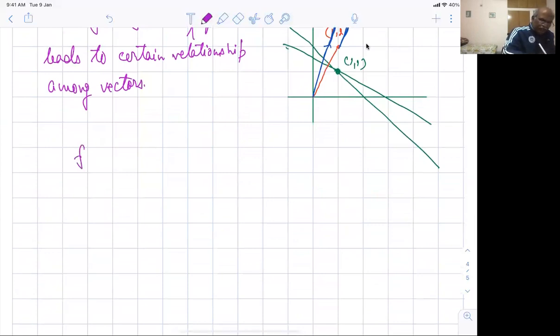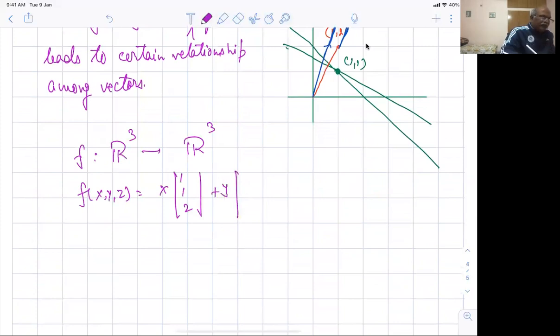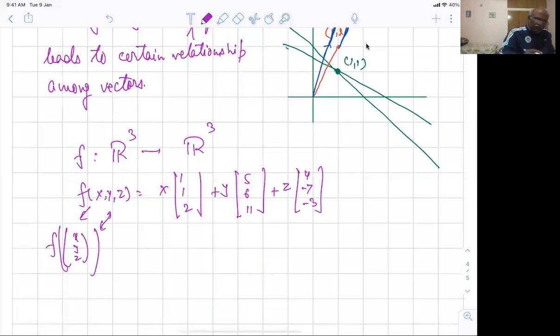Suppose I have a function f from R3 to R3, and I'm defining my function f of x, y, z as x times (1, 1, 2) plus y times (5, 6, 11) plus z times (4, -7, -3). I am looking at this function. As such I should have written f of (x, y, z) like this, but whatever you're comfortable with, you write it depending on yourself. The idea is that I want to look at things like this. So I have a function f from R3 to R3.